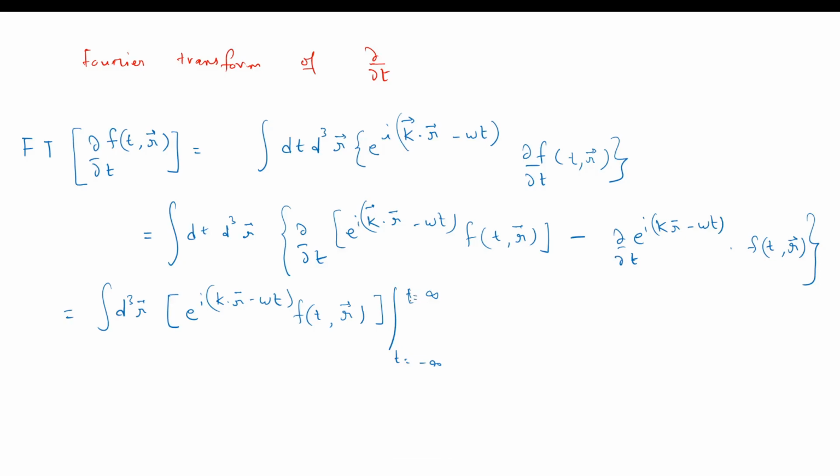And the condition on this f: f is some kind of function, either the electric field, or the charge or the current density. At minus infinity there was no electric field or charge density, the quantity was not there, and at plus infinity it will again decay back to 0. So the first term goes back to 0. This type of function is bounded in time, and what we are left with is the integral dt d cube r of the derivative of e to the power i k dot r minus omega t times f of t r.